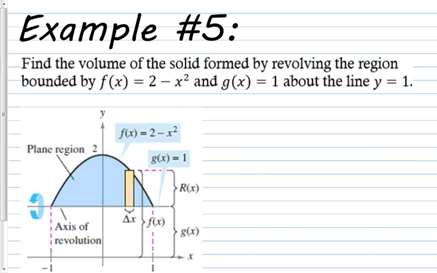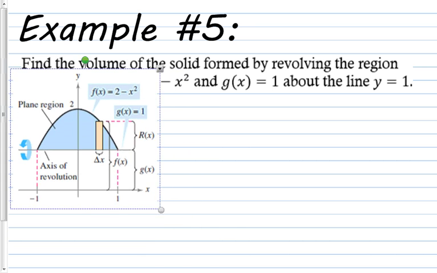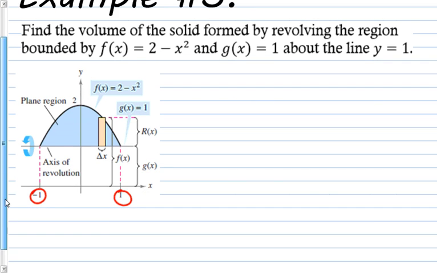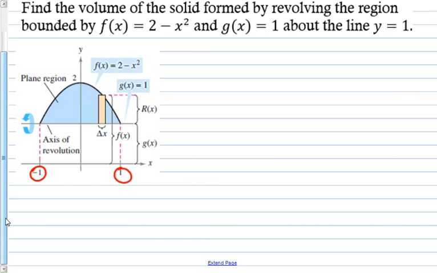Okay, example 5. Find the volume of the solid formed by revolving the region bounded by f of x equals 2 minus x squared and g of x equals 1, about the line y equals 1. Okay, so we have a graph, right? Now, if you notice, our limits are pretty easy to find, but there is a way to figure out where these two equations would actually touch. I've done this before, and the way to do it is basically set them equal to each other. If you set them equal to each other, you can find where they intercept, and those would be my limits.